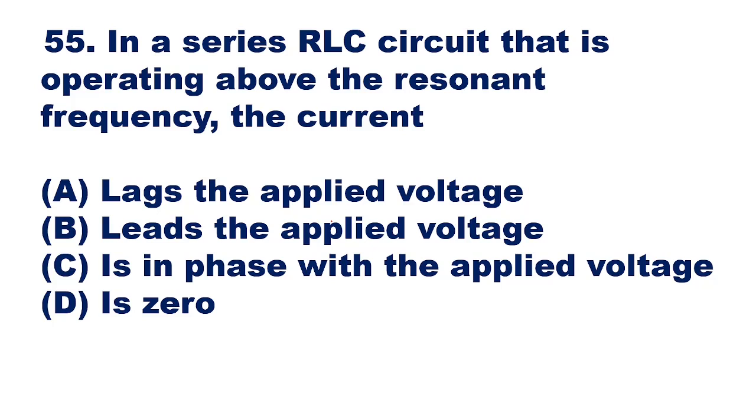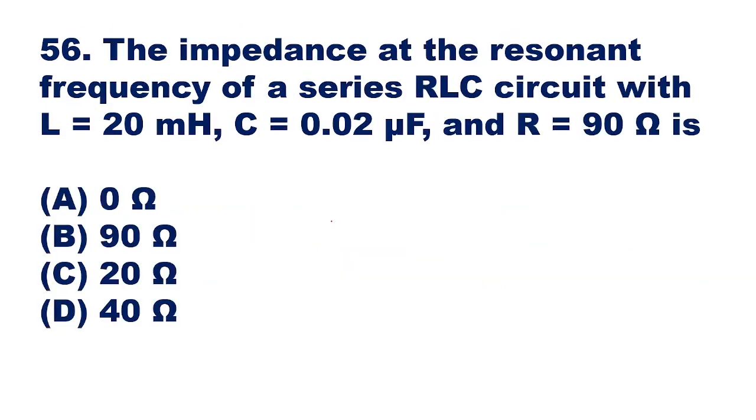So option A will be the right answer. So here we can have lags. If the operating frequency is below the resonant frequency, then the current leads the applied voltage. If it is exactly at the resonant frequency, then the current is in phase with the applied voltage. But when the series RLC circuit is operating above the resonant frequency, the current lags the applied voltage. Then we'll go to the next question.